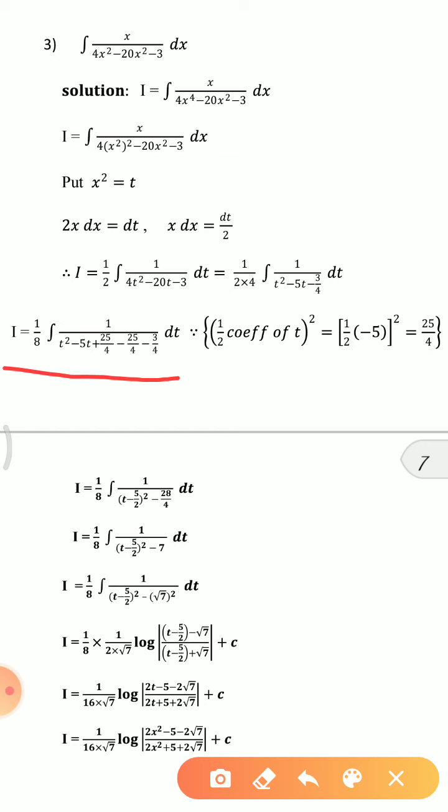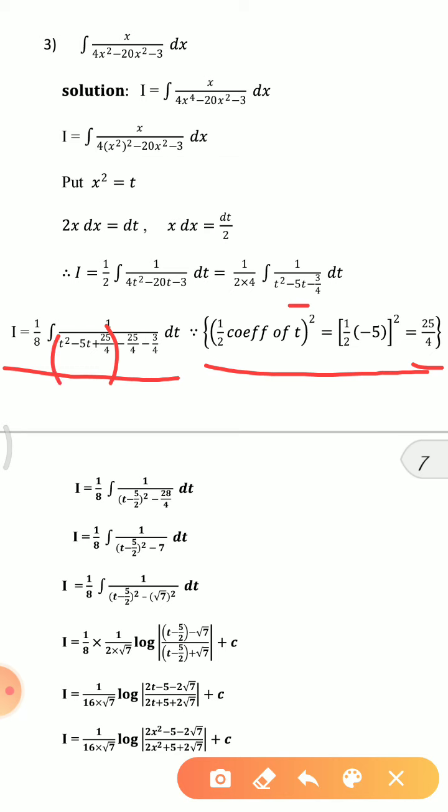Plus, then we have to find the third term: 25 by 4 minus 25 by 4 minus 3 by 4. To get this, we take half into the coefficient of t, and the coefficient of t is 5, so half into minus 5, the whole square. Minus 5 squared is 25 upon 2 squared is 4, that is 25 by 4. So we add and subtract 25 by 4. The integration is 2 into 4 is 8, 1 by 8 integral of 1 upon t² minus 5t plus 25 by 4, and take this value in one bracket here.